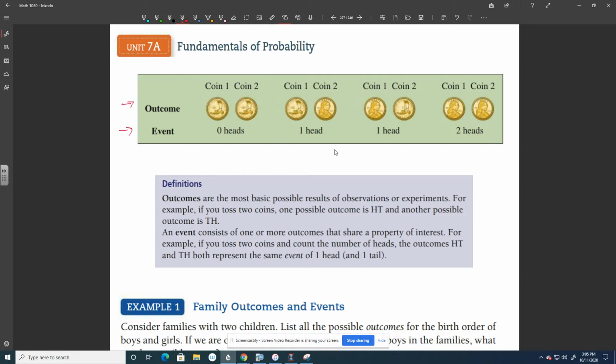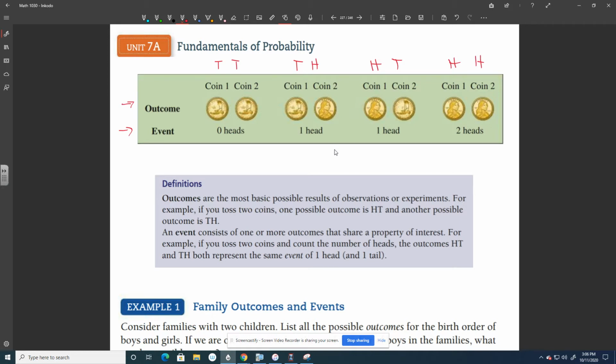So the outcomes, if I were to flip 2 coins, the different outcomes would be getting tails and tails. The first coin of tails, the second coin of heads. The first coin of heads, the second coin of tails, or both of them being heads. So my different outcomes would be tails, tails, tails, heads, heads, tails, or heads, heads.